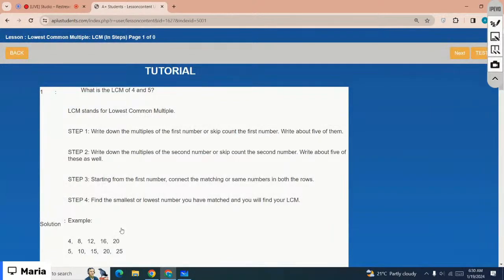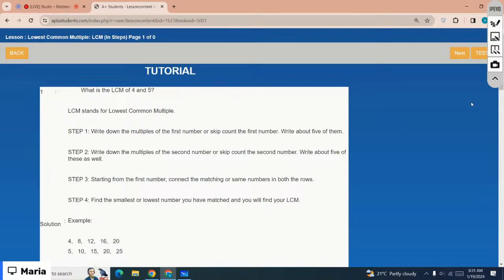Okay, what is the LCM of 4 and 5? LCM stands for lowest common multiple. Step one: write down the multiples of the first number, or skip count the first number. Write about 5 of them, right? Step two: write down the multiples of the second number, or skip count the second number, about 5 of them as well. Step three: starting from the first number, connect the matching numbers in both rows. Find the smallest number that matches and you will find your LCM, right?